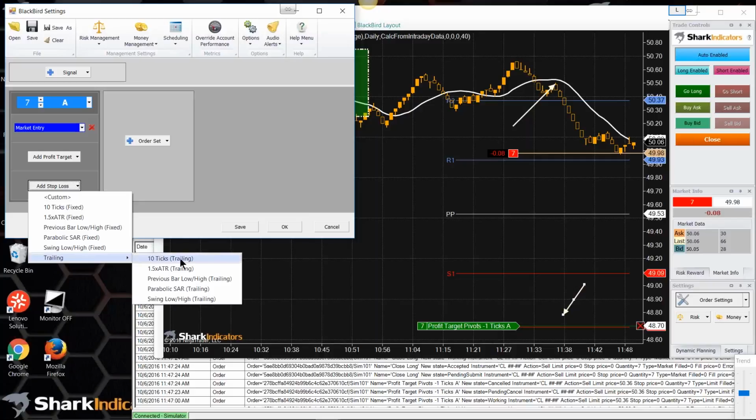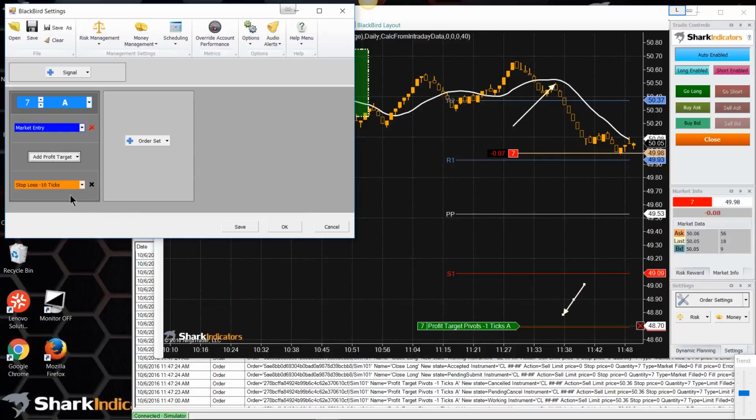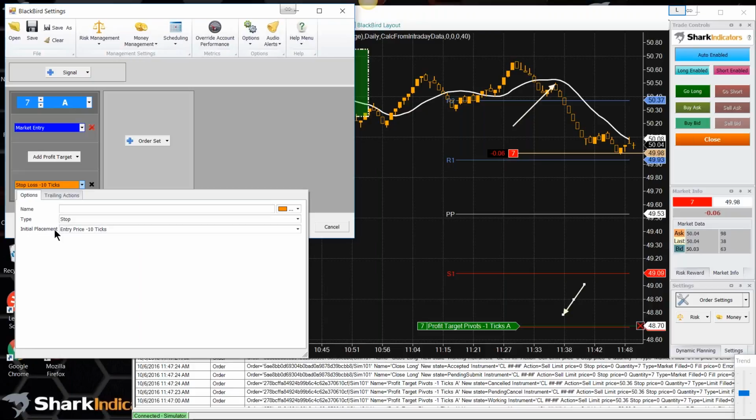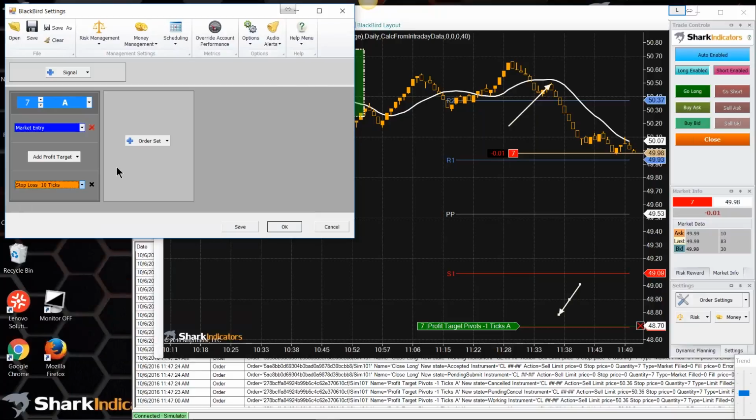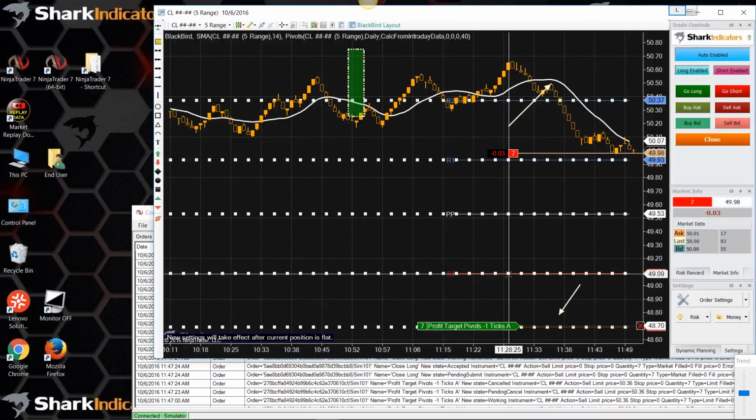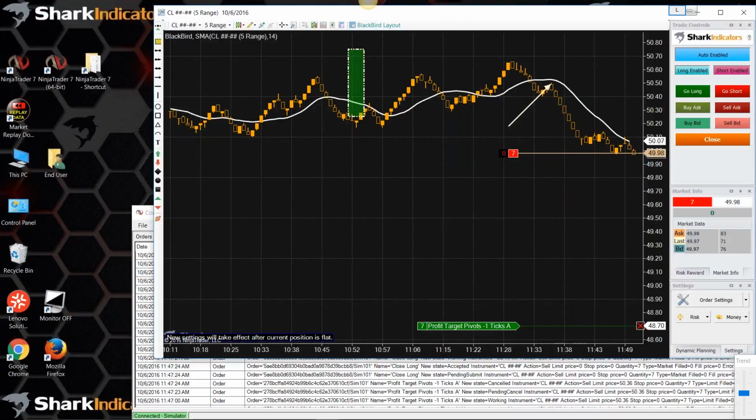If you want to do a 10 tick trailing stop, go to trailing. The initial placement is the same. The only thing is on the trailing actions tab, we have our mode set to standard trailing. So what this does is, our stop loss will trail the market by 10 ticks. And let's just do an example here. Let's get rid of some things.